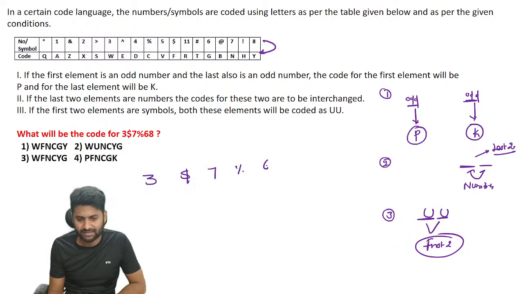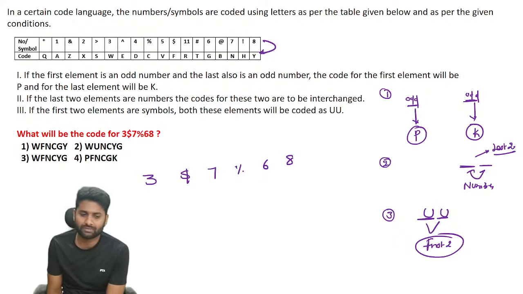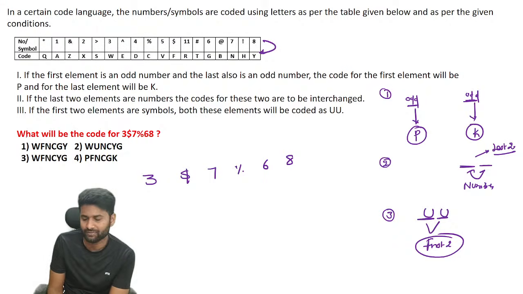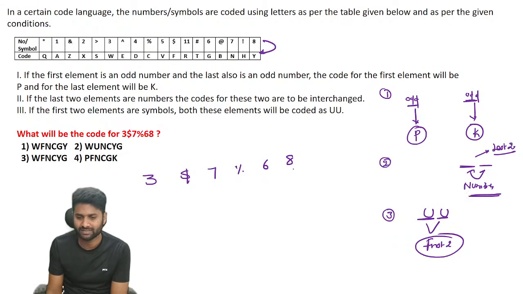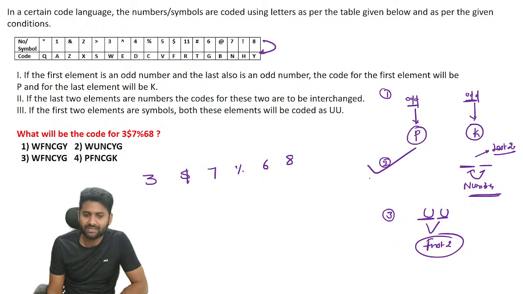$3, 7, star, 6, 8. If our question does not satisfy any one of the conditions, then you can directly take the codes. First check here. It does not satisfy the first one, because it is odd and odd, but the last two are numbers, so it exactly satisfies condition number two. If the last two elements are numbers, then the codes are to be interchanged. Means the code of 8 should be written in place of 6, and the code of 6 in place of 8. The code of 8 is Y and the code of 6 is G. You have to interchange. If there is no condition, you can directly take the 8 and 6 codes.